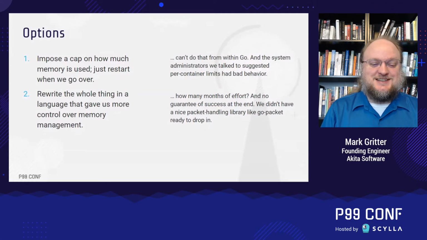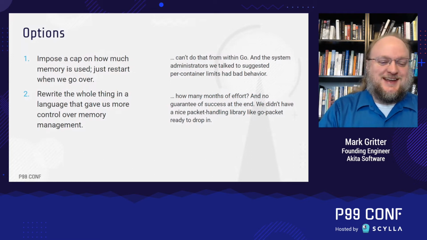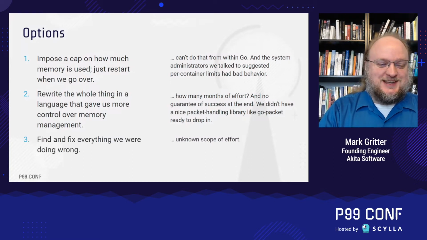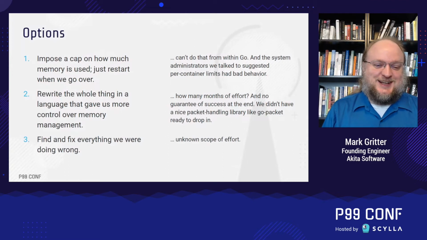In addition, there didn't seem to be anything in the Rust ecosystem that handled TCP reassembly as well as GoPacket, which is a pretty efficient library. And we'd already expended some effort fixing bugs in it. I wasn't eager to reintroduce those same bugs by implementing the TCP reassembly code ourselves. And so this left us with trying to find and fix everything that needed to be fixed.